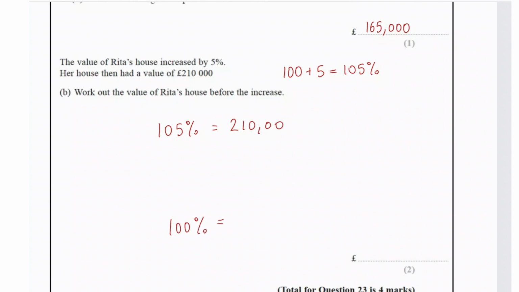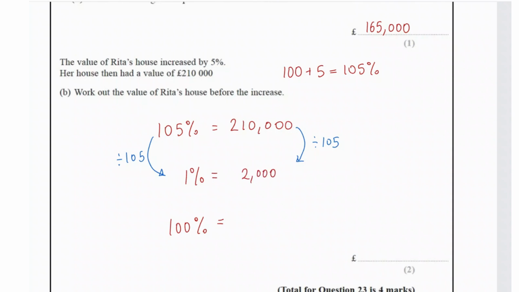We have been going to 10% on the previous question. On this question, we're going to go to 1%. To do that, we divide by 105. Now, this is a calculator question, so that's quite doable. Just realised I didn't add enough zeros there. 210,000 divided by 105 is 2,000.